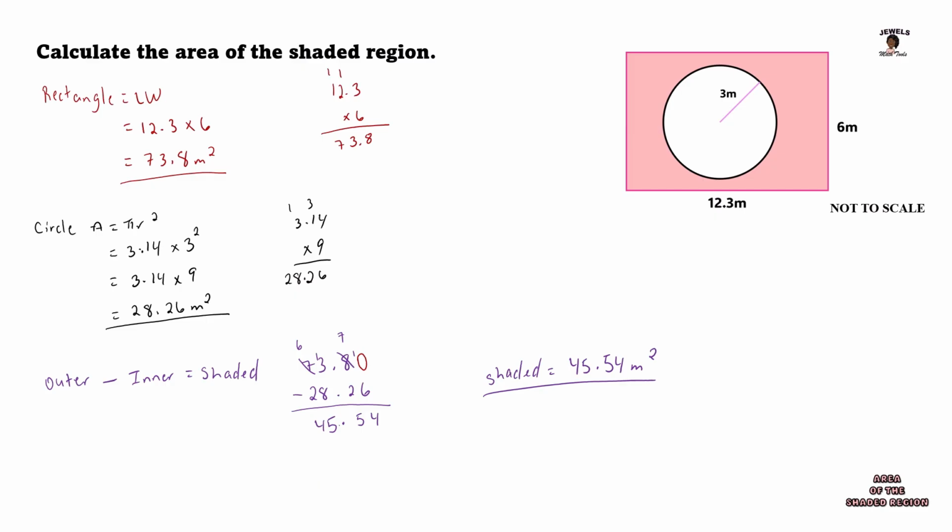Okay, so there you have it. We just calculated the area of our shaded region when we have a circle inside of our rectangle. And remember to always work out the area of your shapes separately. And afterwards, you're going to subtract the interior shape from the outside shape, and the area that's left over will be your shaded region. And as always, remember to get some additional practice in.